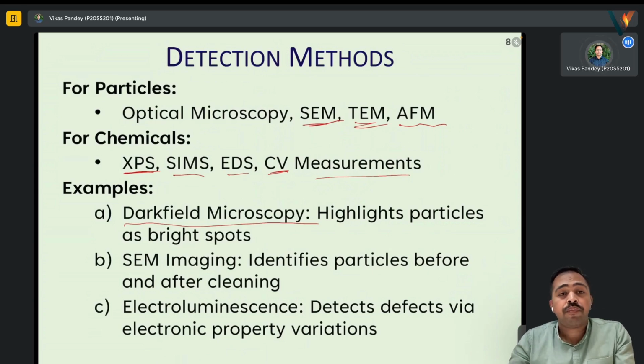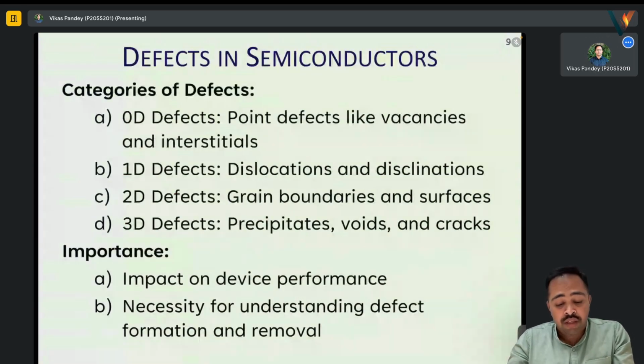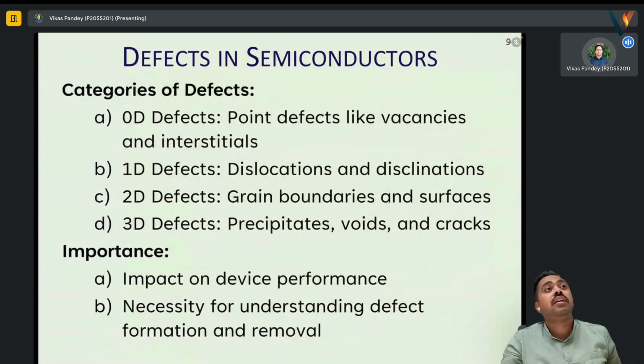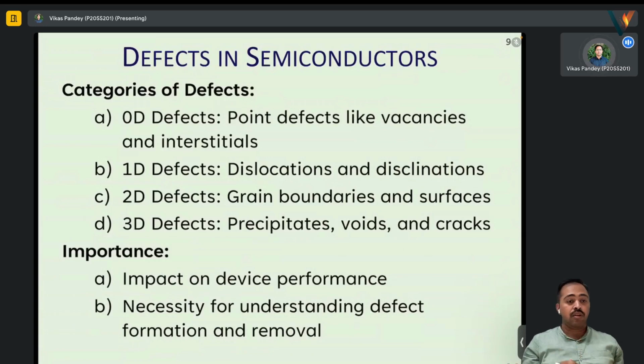So now let's come to defects. What kind of defects can be there in the semiconductor? Okay, we have talked about particles and all, but the semiconductor that we are getting, whether silicon or gallium arsenide, whatever we are getting, that also can have some defects. These defects are both of our disadvantage as well as of our advantage. We'll see them in this lecture.